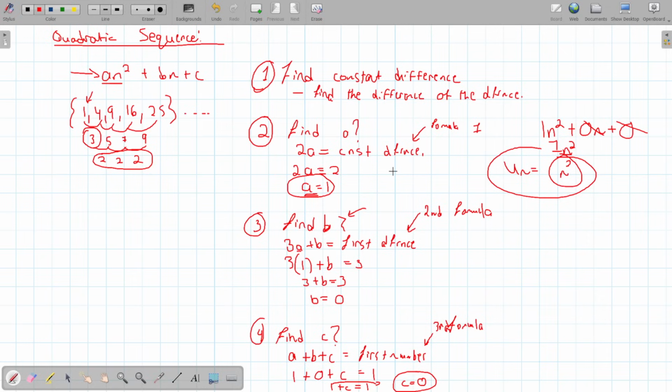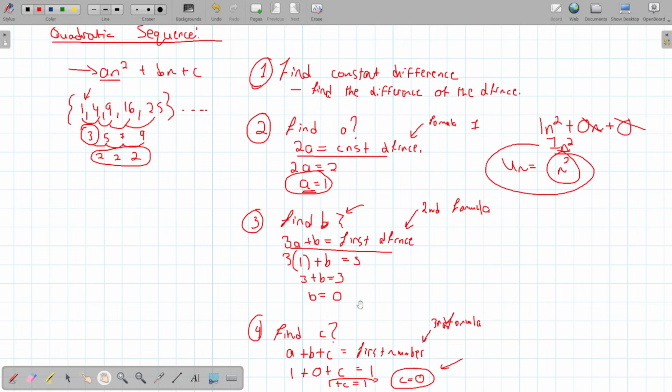These are the steps to find any quadratic sequence. Okay, you have three formulas. 2a is the constant difference, 3a plus b is the first difference, and a plus b plus c is your first number. Please make sure you memorize these, they are very important. Okay, I know it's a lot, but it's the easiest way to solve.